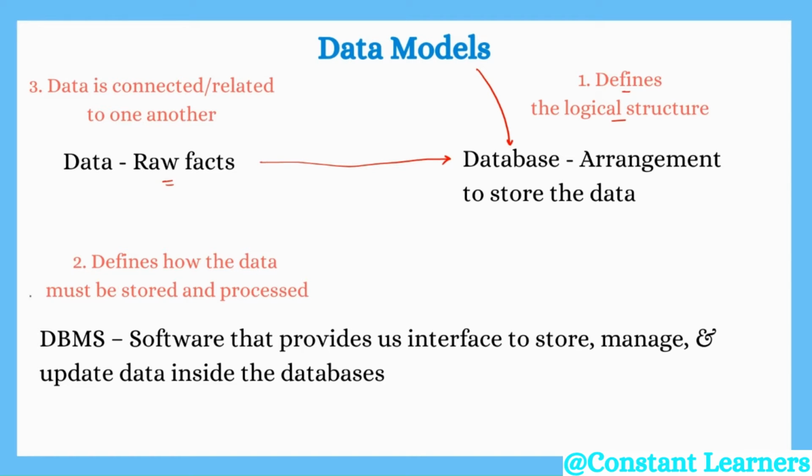Now, the database management system provides us that software, or that interface, where we can communicate with the database, whether we want to store data, read some kind of data, or modify some kind of data. All of that we can do through the database management system. So in short, the entire process of storing or managing the data inside the database is performed through the database management system. And it is the job of data models to define how this entire process will take place. Also, we know that data inside the database should be connected or related to one another. And data models take care of this important aspect as well.